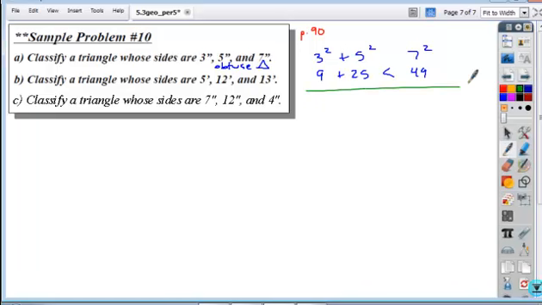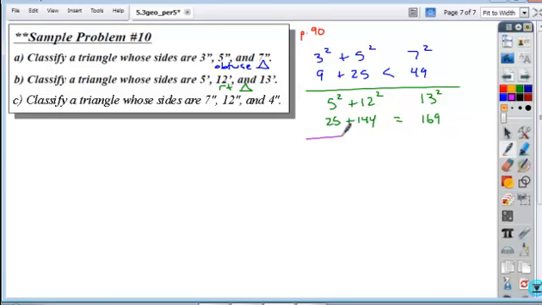Okay, looking at the second example, 5, 12, and 13. Do you even need to calculate to find that? No, because what is it? It's a common triple, right? So you know it's going to be a right triangle. But we can verify this if we take the sum of the squares of the two smaller sides. 5 squared, 12 squared. Compare that to 13 squared. 25 plus 144 versus 169. Those are equal, so you wind up with a right triangle.